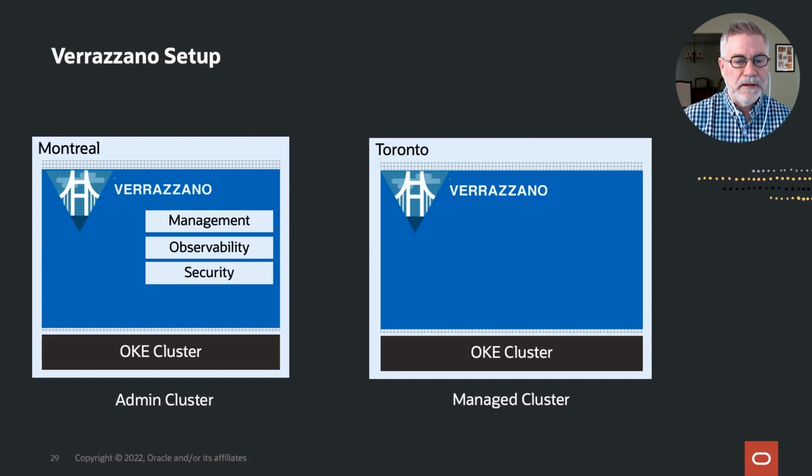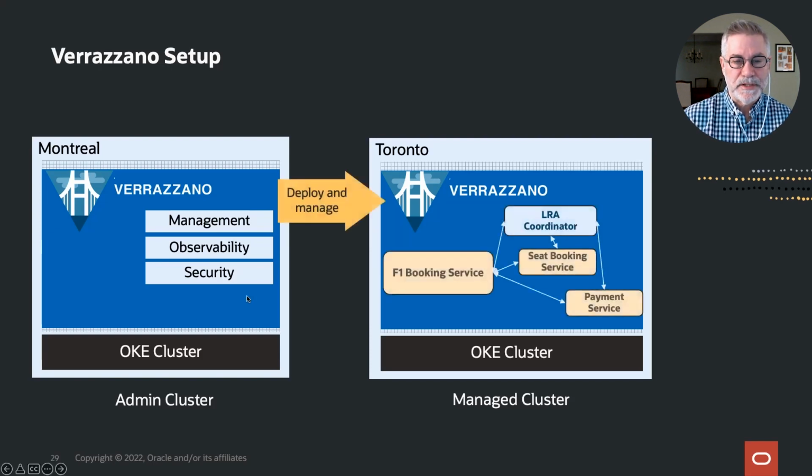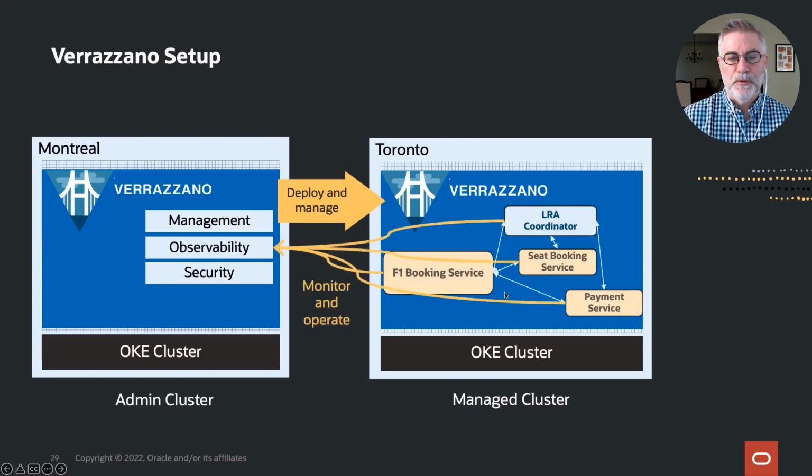These are on Oracle Cloud in our Oracle Container Engine for Kubernetes. And in Montreal, I've got an admin cluster set up. So in Verrazzano, you can have 1 admin cluster and N managed clusters within a Verrazzano environment. And in this environment, we're going to use the admin cluster to deploy into the managed cluster. And then after it's deployed, metrics and logs are pushed back to, or scraped to, the admin cluster, right? So we use the admin cluster as the central point of management.